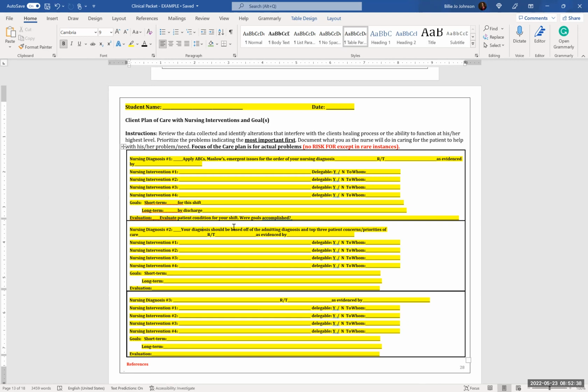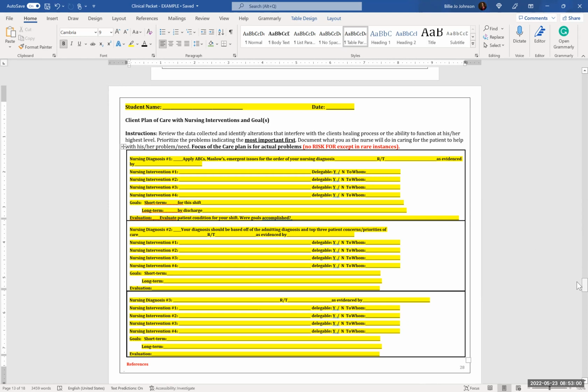Okay, they could be here for chest pain, but they could have additional issues. Okay, that chest pain itself may be number one on your list, right? But they could have an additional issue with immobility. Okay, but that will not be number one. Your chest pain would. So you want to base it off the admitting diagnosis and then the top 3 patient concerns or the priorities of care.